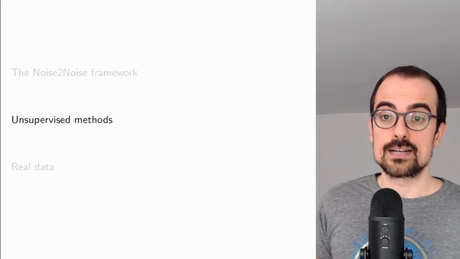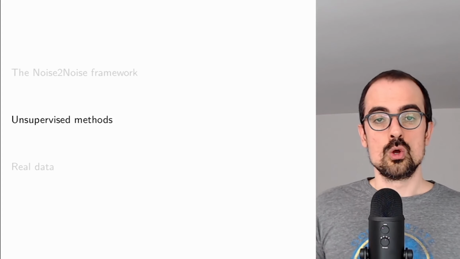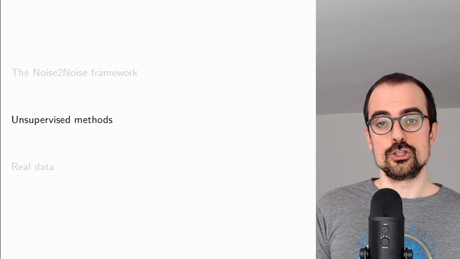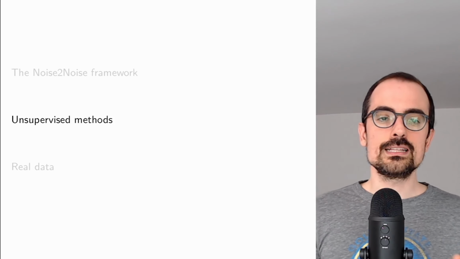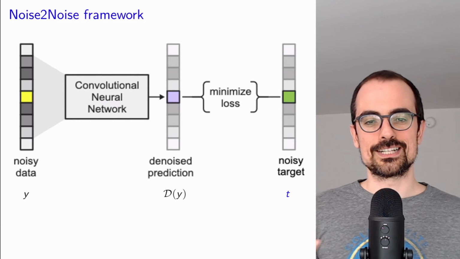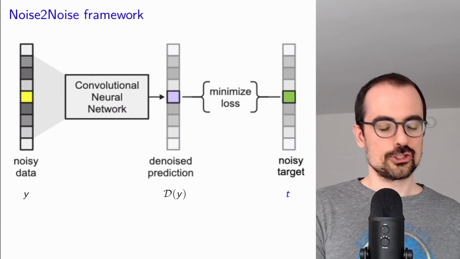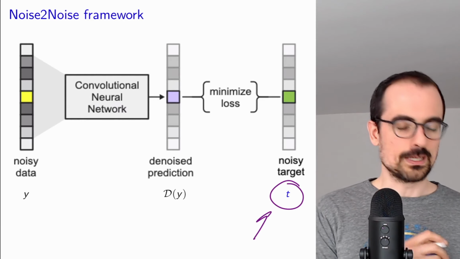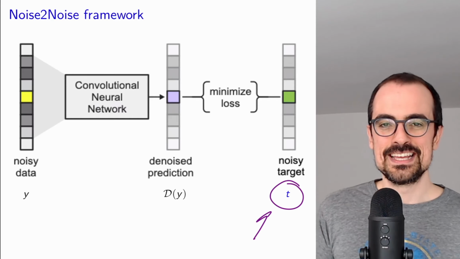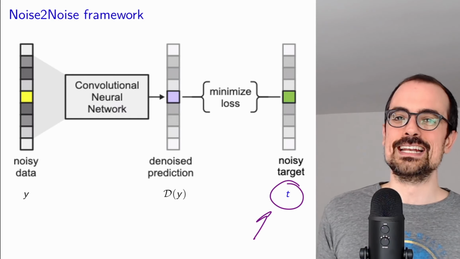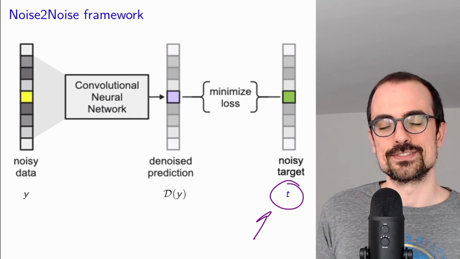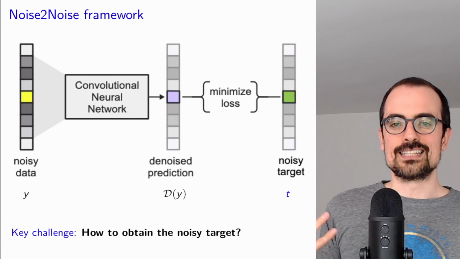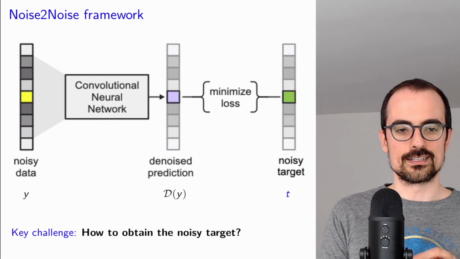Okay, but now let's go back to the actual denoising. I have shown you that this noise-to-noise framework actually works. You can train a network only with noisy data, but now a very natural question arises, which is, sure, we minimize a loss when comparing to this noisy target, but where do we get this noisy target in practice if we want to train a denoiser for a particular kind of signals? It doesn't seem obvious. This is the key challenge. How do we obtain the noisy targets?